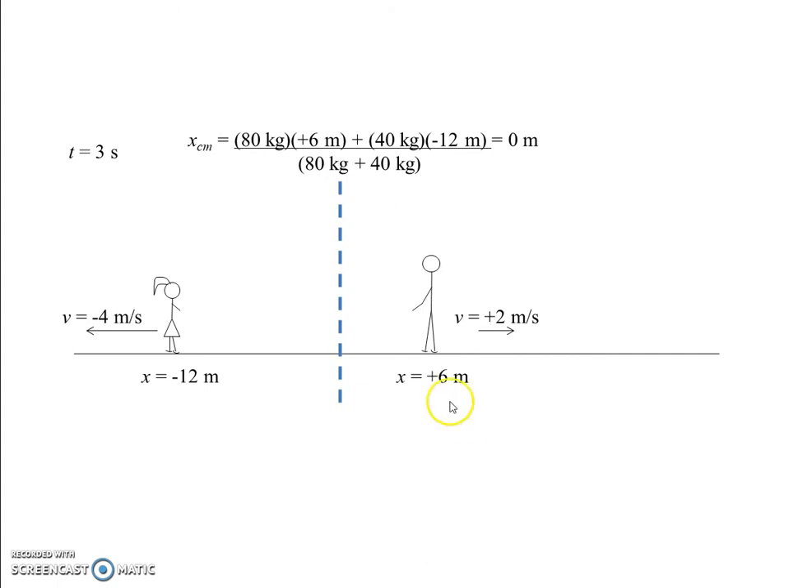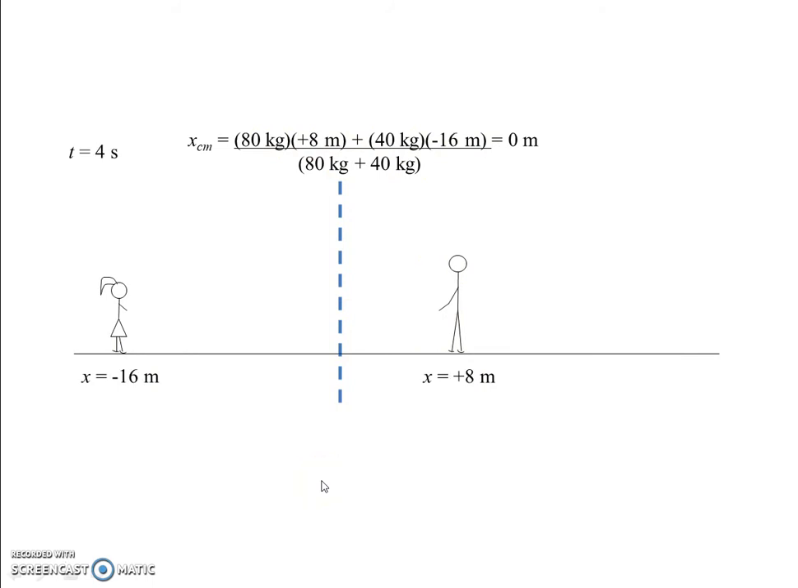Again, you can put the numbers in. She's at negative 12. He's at positive 6. Put the numbers in. They cancel out to 0. At 4 seconds, again, she's at negative 16. He's at positive 8. And the positions cancel out to 0. And so you can see that the blue line has not moved.